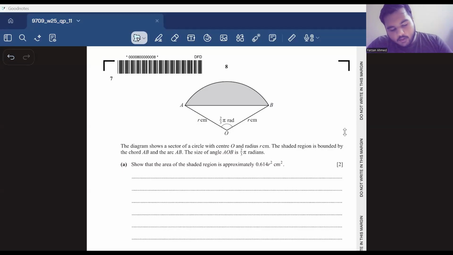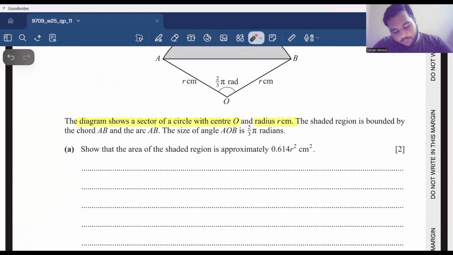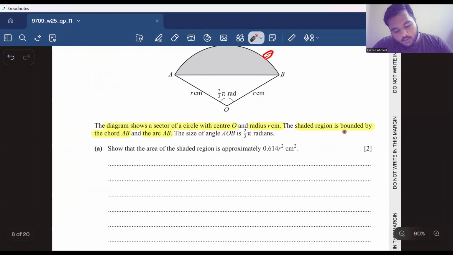Okay, in the previous video we have done up to question number 6. Now we are starting from question number 7. In question number 7, they are saying the diagram shows a sector of a circle with center O and radius R. This is the center of the circle and this is the radius R. They are saying the shaded region is bounded by the chord AB and the arc of AB. So this is our arc.